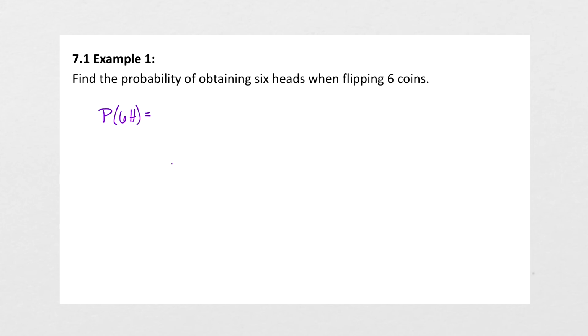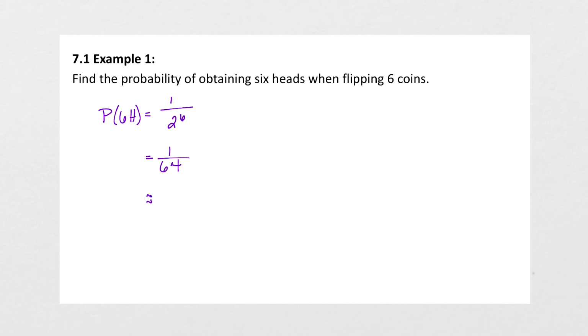So there's only one chance of getting this out of a total number of possibilities. And the total number of possibilities would be found by 2 to the 6th. And the reason it's 2 to the 6th is because there's 2 possibilities, heads or tails, and we're flipping 6 times. So it's 1 over 64 is the probability of obtaining 6 heads.